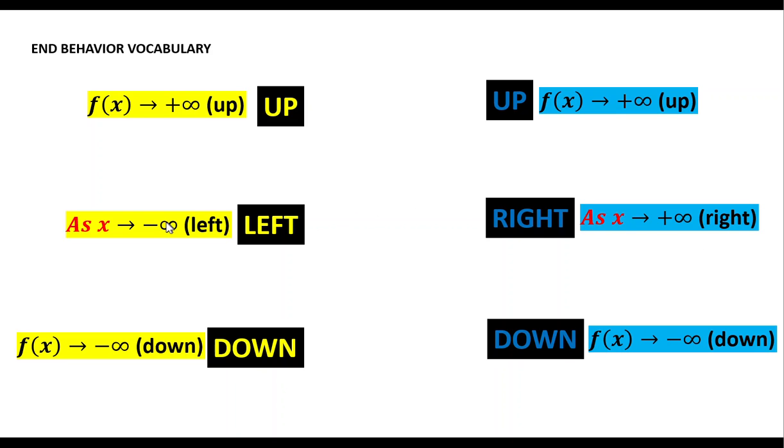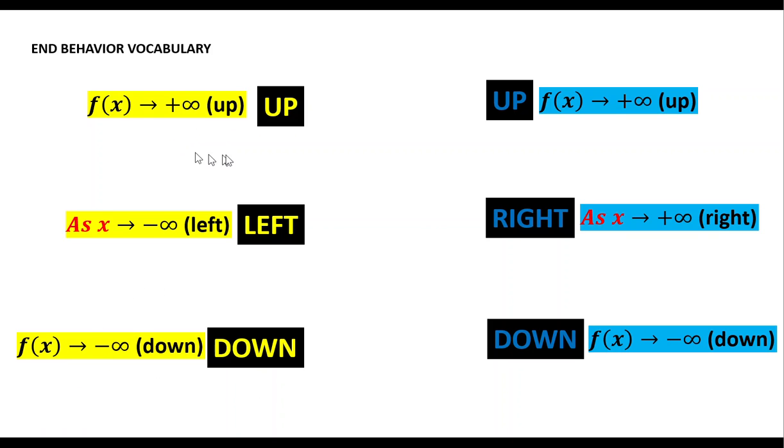X can also become more and more negative. If we're talking about the behavior of the function on the left-hand side, we write that as x is approaching negative infinity. That means your x values are getting more negative and more negative. The function can be doing about three different things. One of them is slowly rising up, or your y values could be slowly going down.